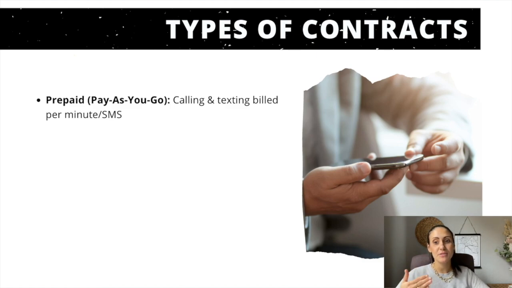So the different types of contracts here in Germany, there are 3 different ones that we like to consider. One is a prepaid, which is pay as you go. You've probably heard of this. It essentially means you're really paying as you go.